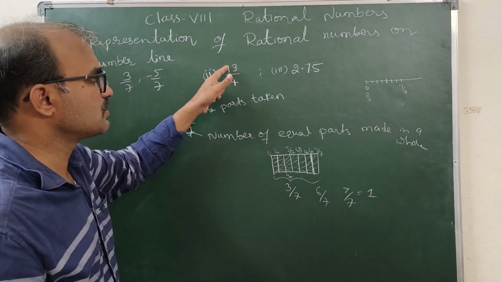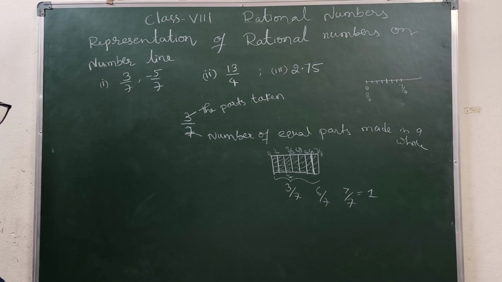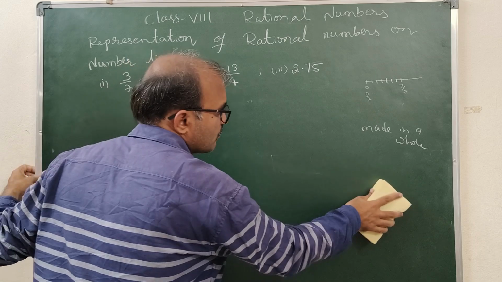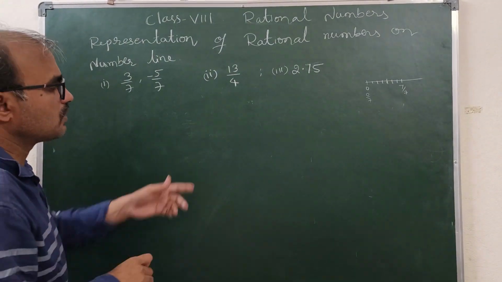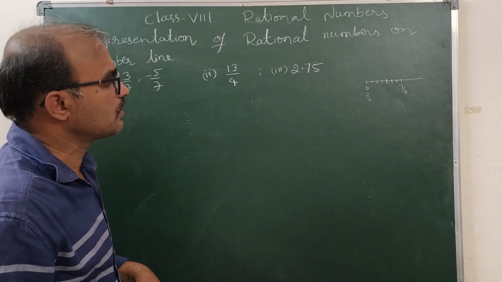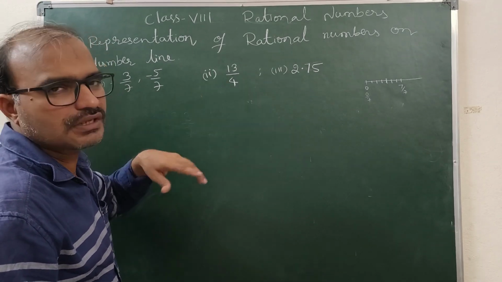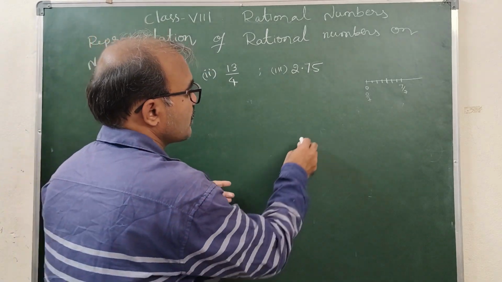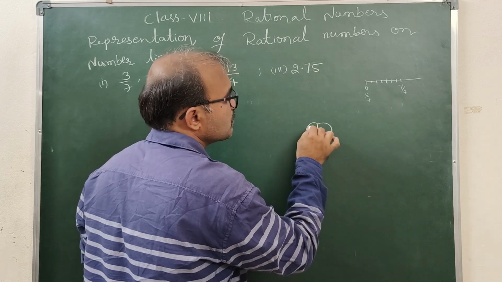And see, this is 13 fourths. Here again, as the denominator is 4 in the second problem, one whole is made into 4 equal parts. But 13 parts are taken, right? If one whole is made into only 4 parts and 13 parts are taken, that means it will be more than 1. There should be more than one whole, right? One whole is made into only 4 equal parts.